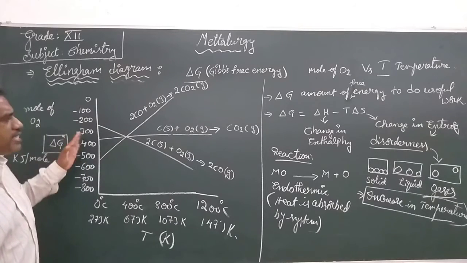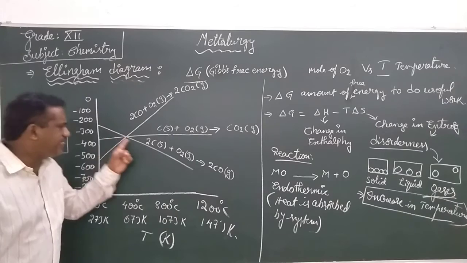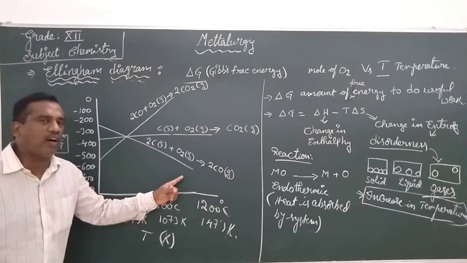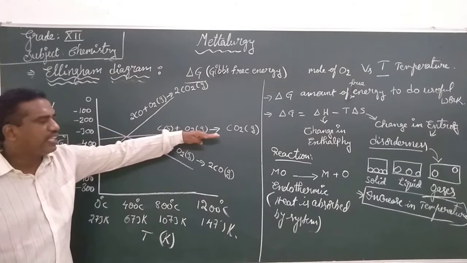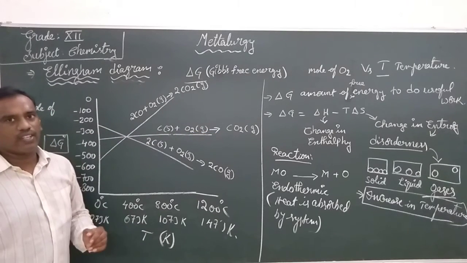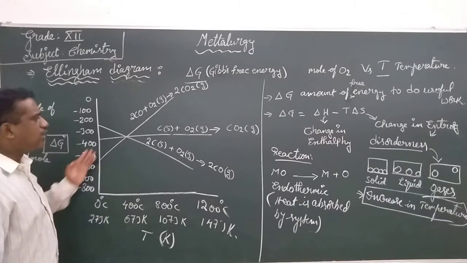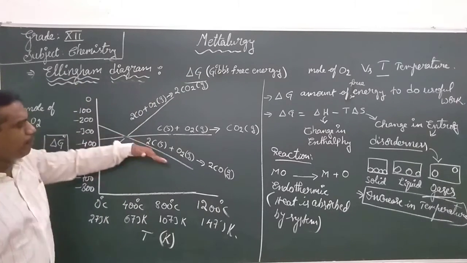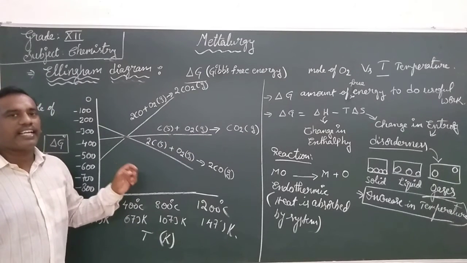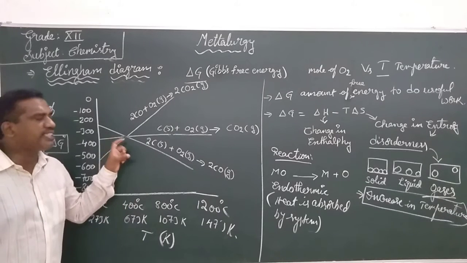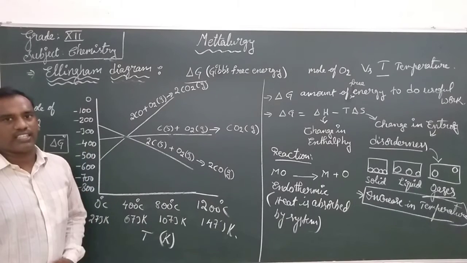But in this diagram, you will come across different lines. One line is going down, one line is going above, whereas one line is horizontal. Most of the students will be confused here. Why are the lines going above, why are they going below, and why are they horizontal? We will now have a clear-cut explanation for these lines going in different directions.